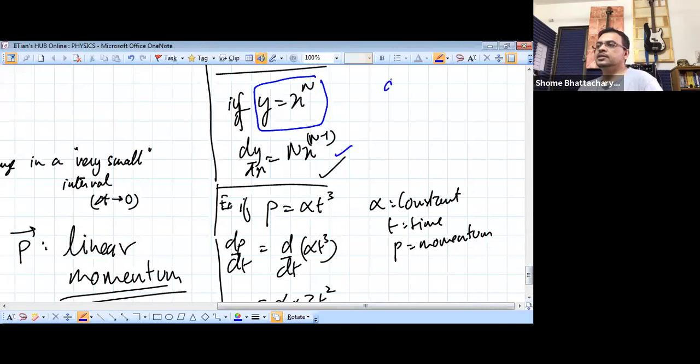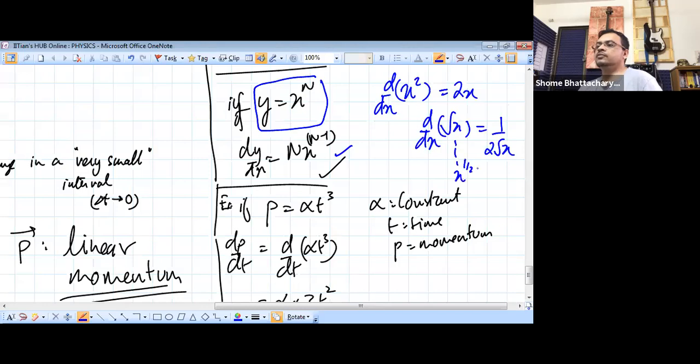So, for example, differentiation of x square, you know, is how much? It is 2x. The differentiation of square root of x, for example, is 1 by 2 root x, because this can be treated as x to the power half. So you use this formula where you put the value of n as half. Okay. So like that now, for example, suppose I said linear momentum depends on time like this.